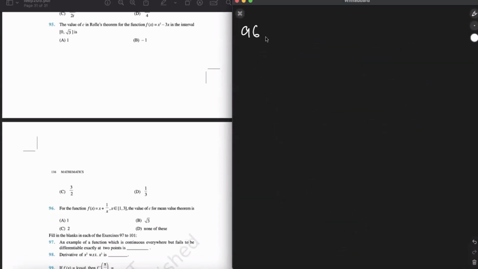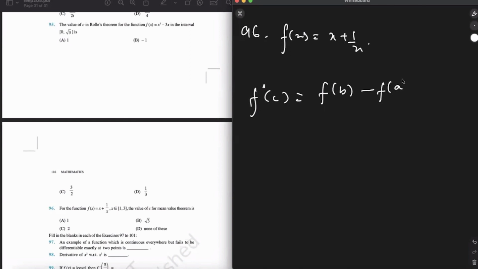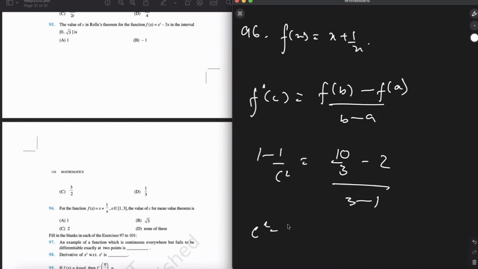Okay, so question number 96. For the function f(x) equal to x plus 1 upon x, where x belongs to 1 to 3, the value c for the mean value theorem is what? For the mean value theorem, we have to find f dash c equal to f(b) minus f(a) whole divided by b minus a. So 1 minus 1 upon c square is equal to 10 upon 3 minus 2, divided by 3 minus 1. Then 1 minus 1 upon c square is equal to 2 upon 3.